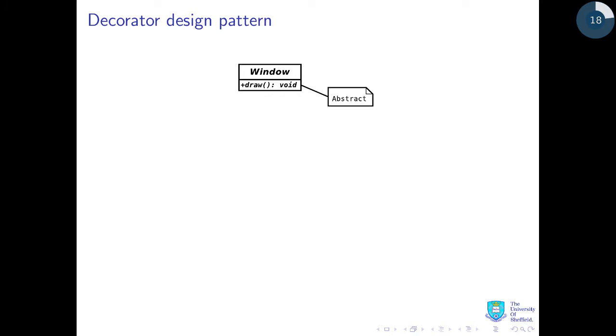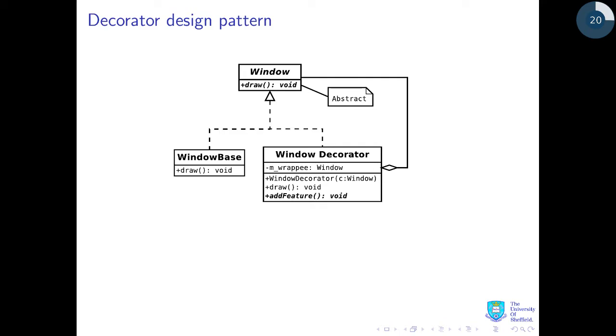So as an alternative, I'll show the decorator design pattern here. First of all, our window class is going to become abstract, so the draw method needs to be implemented. So we create a window-based class, and we implement the draw method on it. So this is a simple window. And now we're going to add our decorator.